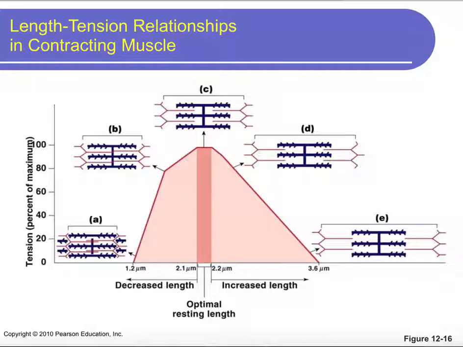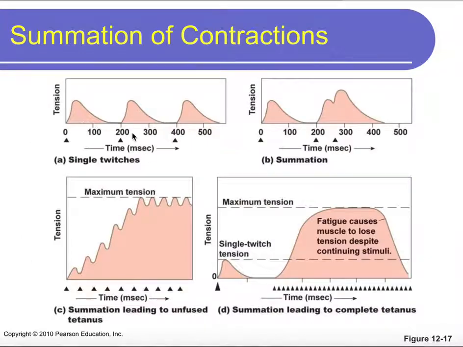I just want to point out now that our cardiac muscles also have sarcomeres, so this also applies to our cardiac muscles. And our cardiac muscles actually operate at a more shortened length, and we'll talk about why that is when we get to the heart. Now, another way we can change the amount of force our muscles produce is through summation. So here, every little triangle represents a stimuli, so an action potential.